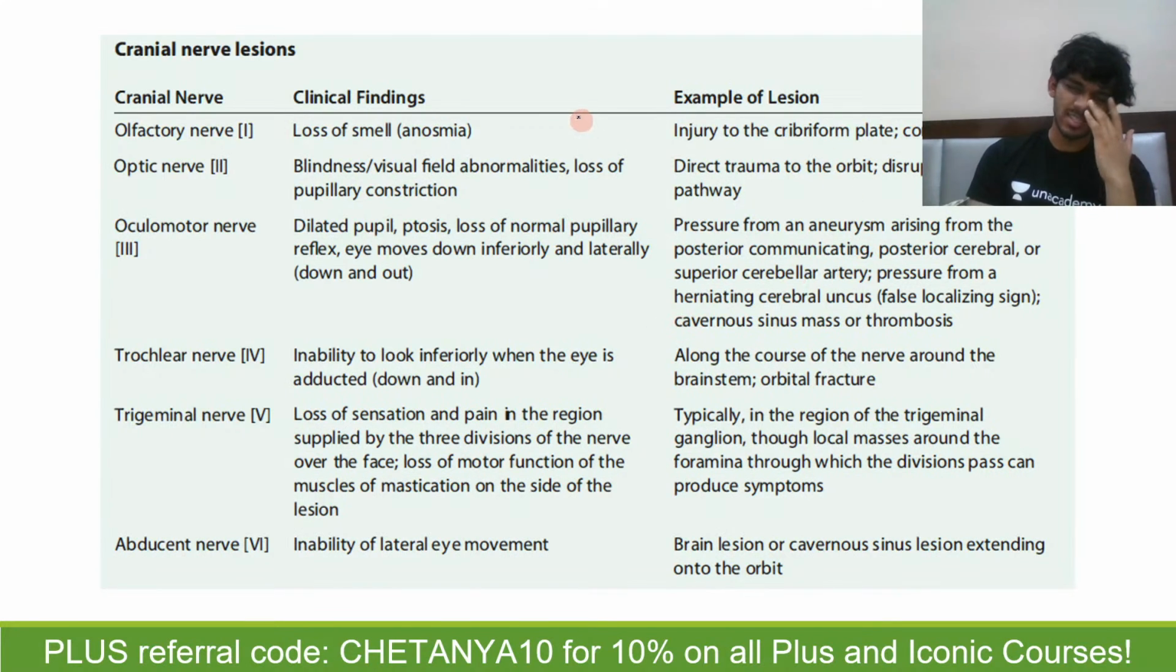It can occur if there's an injury to the cribriform plate or there's a congenital absence of the olfactory bulb. There's an example here called Kallmann syndrome. So you will read later that here the hypothalamus is also deficient. So there is anosmia and hypogonadism.